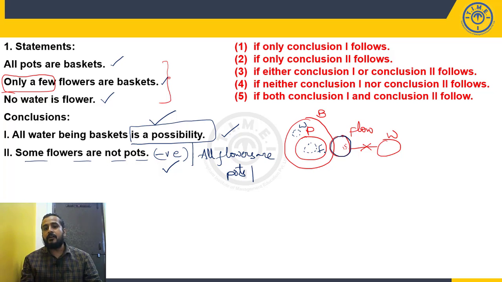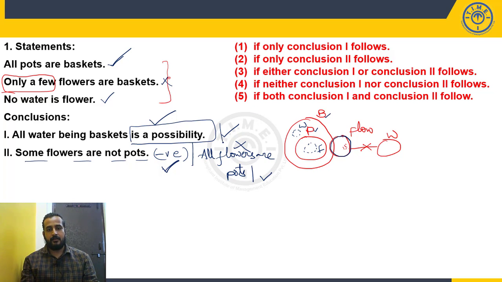Let's check whether it is going to violate any of your statements or not. All pots are baskets. Yes, it holds true. Now what is the second statement? Only a few flowers are baskets. In this case it becomes all flowers are baskets. It means whenever you place flowers inside the pots, flowers will definitely come inside the baskets. But as per our second statement, some part of the flower should be outside the baskets. So this can never be true. The complementary can never be true because it is going to violate my second statement always. So when the complementary is not true, this negative is always true: some flowers are not pots.